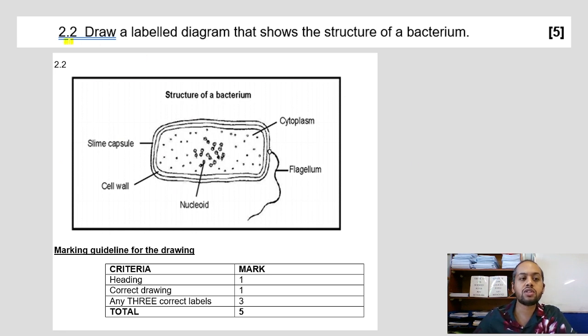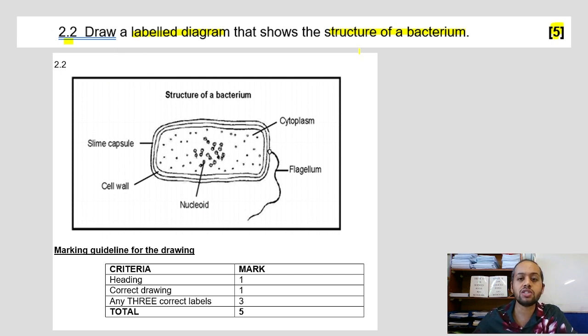The next question, 2.2, says draw a labelled diagram that shows the structure of a bacterium for 5 marks. Please ensure you are able to draw and label the different types of microorganisms that were studied, namely the virus, the typical bacterium, amoeba species for protists, as well as bread mold, also known as Rhizopus species. In addition to that, in animal diversity, you also need to know how to draw and label the body plan of a diploblastic as well as a triploblastic organism.